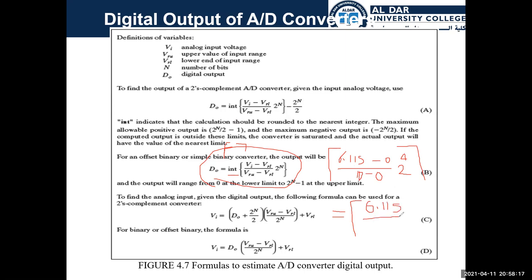6.115. That one, which I was trying but didn't complete, now I can complete it: multiplied by 2 to the power 4, which is 16. You multiply 0.6115 by 16. If you calculate this one, all of this is ceiling. It is about 0.6 of 16. It is going to give us 9.784, and this is 10.